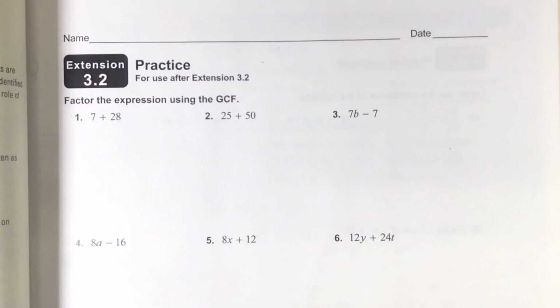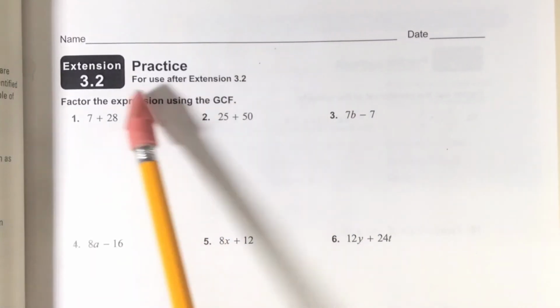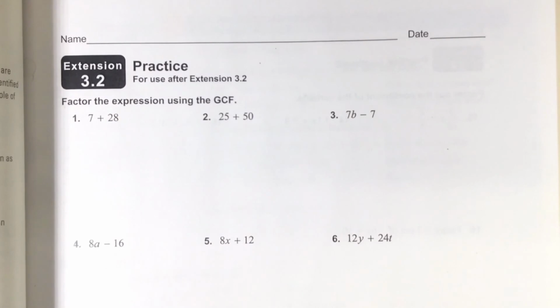And now that you're done with those problems, you can head over and do journal page 51 and 52, which is for the extension 3.2. See you!